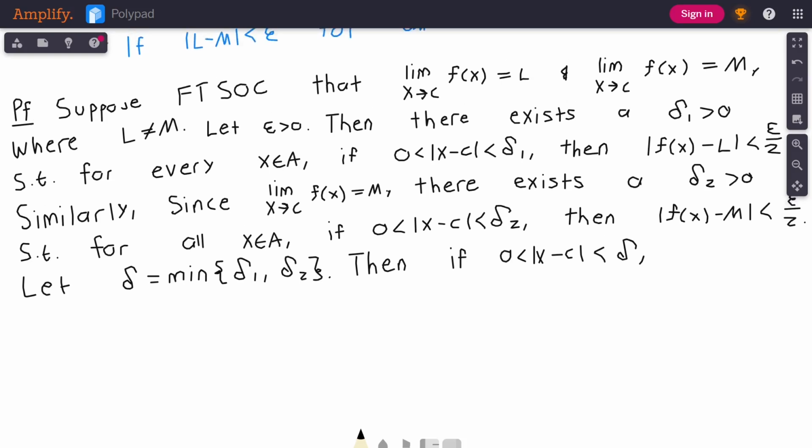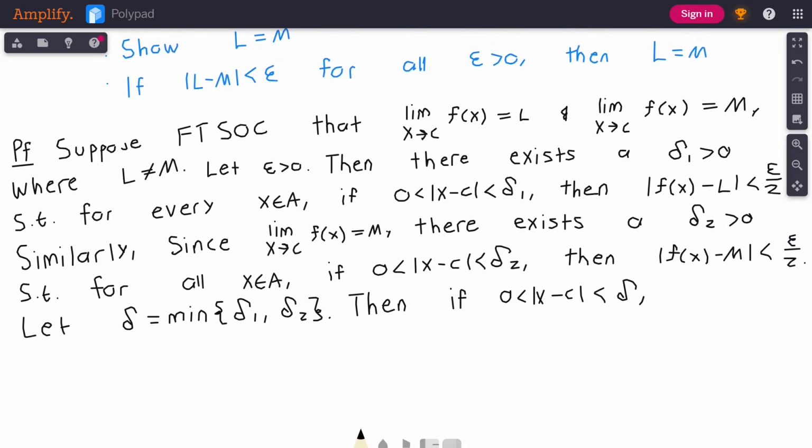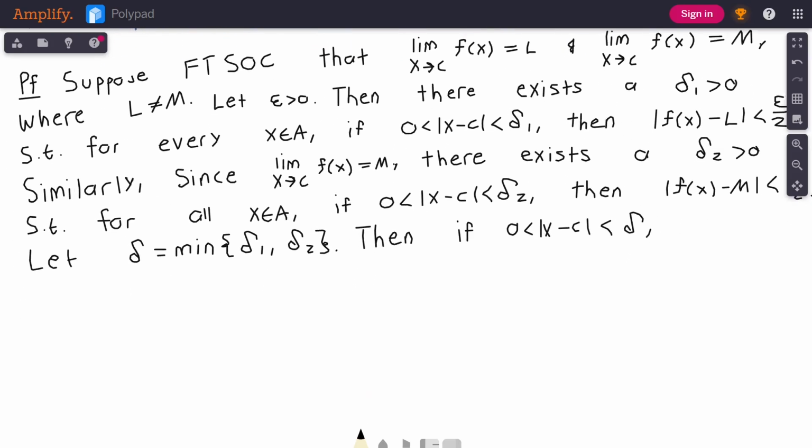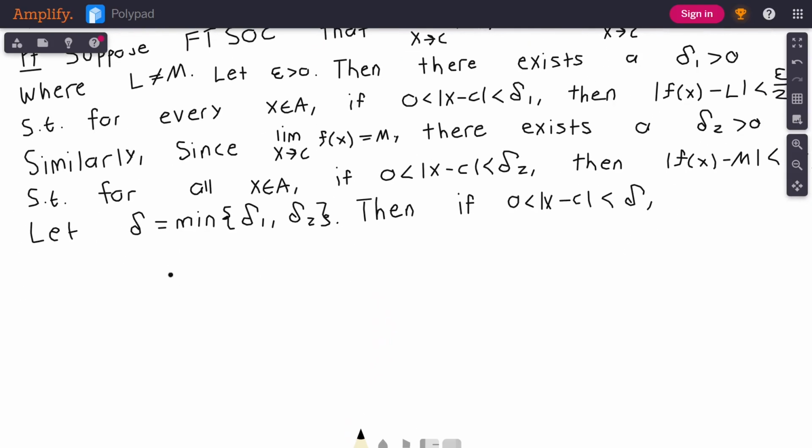Okay, so remember, we're going to use this tool that the absolute value of L minus m is less than epsilon. So we're going to have the absolute value of L minus m, and we want to show that that is less than epsilon. How are we going to do that? We're going to use a common trick in analysis: we're going to add and subtract f of x. That way we can use these inequalities right here: the absolute value of f of x minus L is less than epsilon over 2, and the absolute value of f of x minus m is less than epsilon over 2. So we're going to add and subtract f of x.